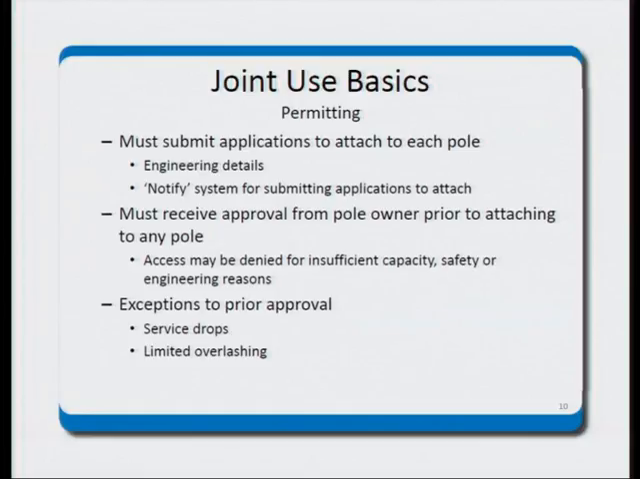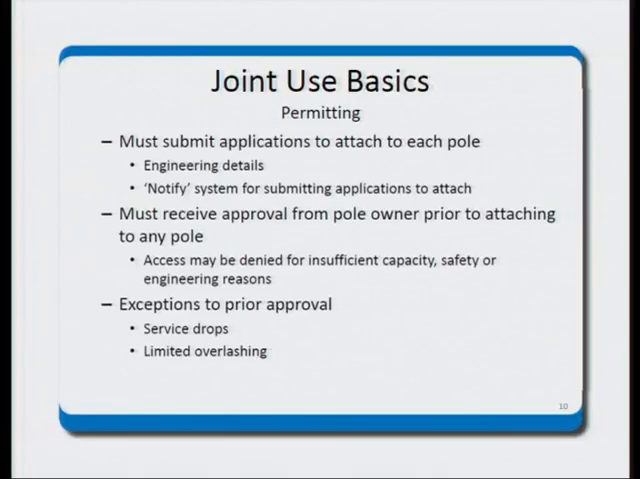Okay, I mentioned you had to have a contract. The contract governs the relationship. You also have to have a permit to be on each pole. So I call that permitting, filing applications. You must submit applications to attach to each pole. Those applications contain your engineering details, and in the state of Utah, there's a free-to-use system called Notify that you need to apply the permit through. And so that's a system that's approved for the application process in the state of Utah.